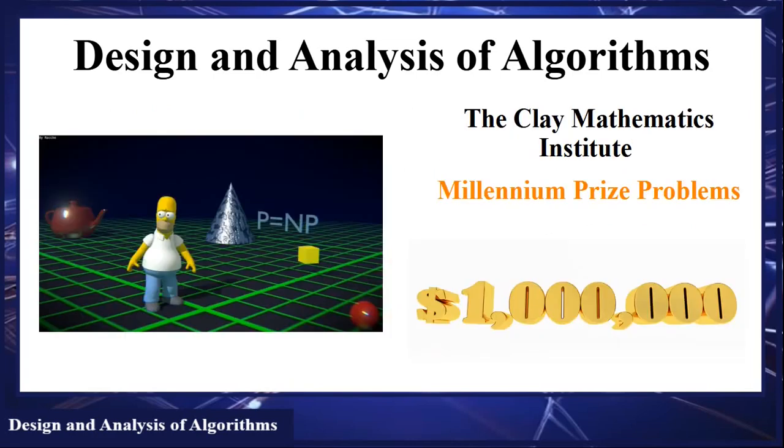If you're not familiar with the Millennium Prize Problems, for a correct answer, select proof of these 7 problems, one of which has already been solved. They offer a $1 million cash prize.